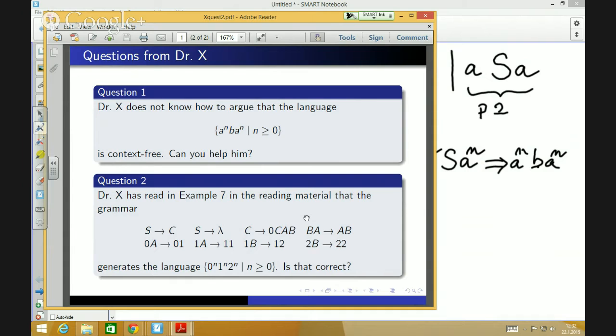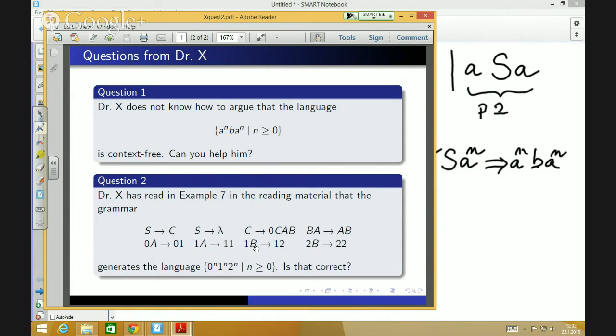Your colleague is saying no. Why not? Absolutely right. Why not? Yeah, because there are productions which are not legal for context-free grammars. Like, look at this one. 1B is replaced by 1-2. Well, in a context-free grammar, what is on the left-hand side should always be a single non-terminal. This is a string. It contains a terminal and a non-terminal. That's not allowed in a context-free grammar. It's allowed in a general phrase structure grammar, but not in a context-free grammar.